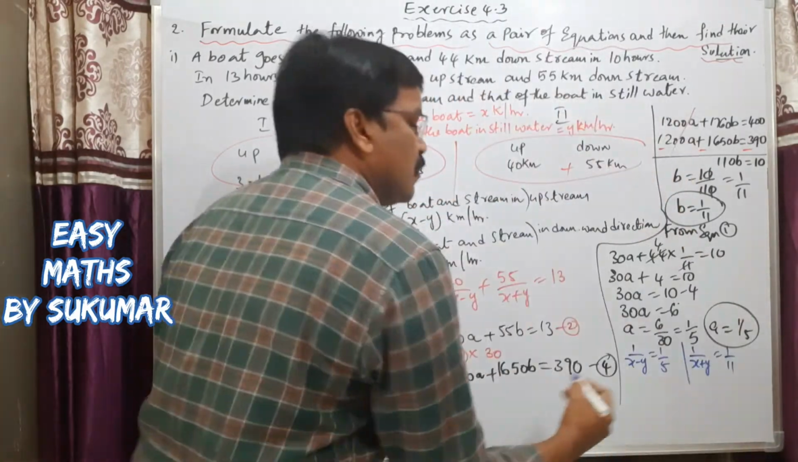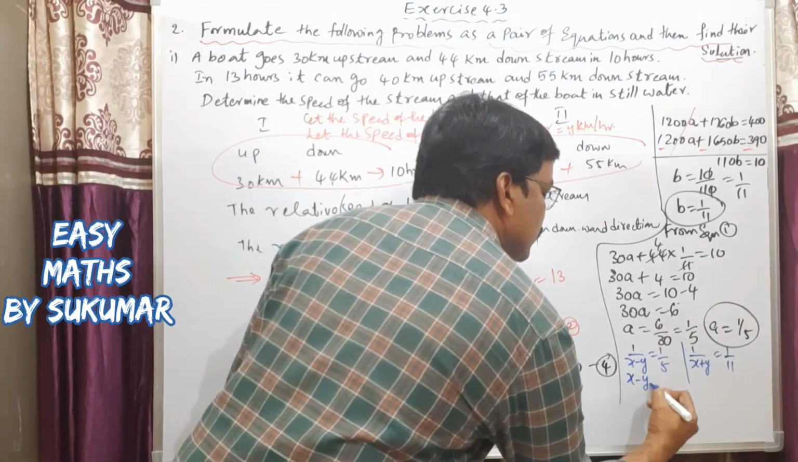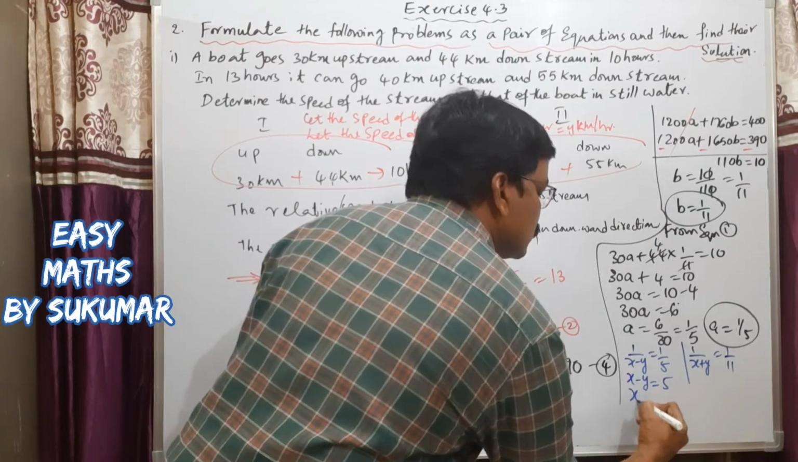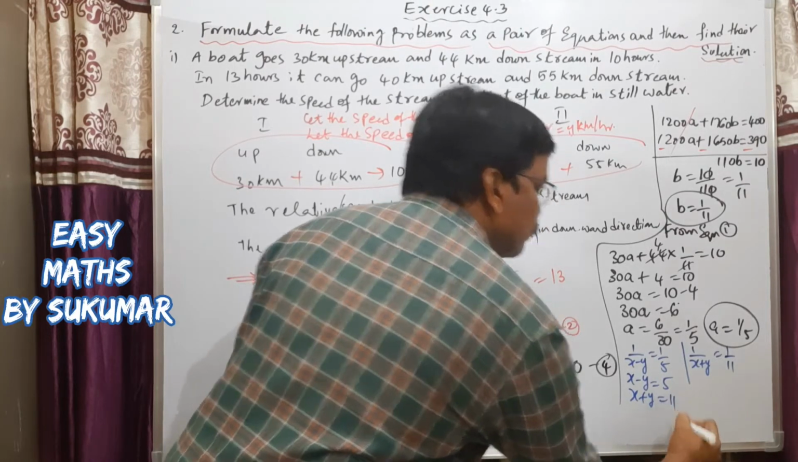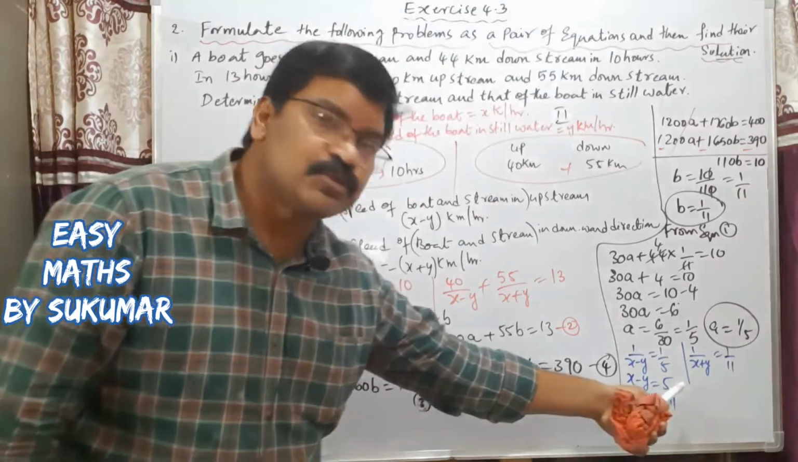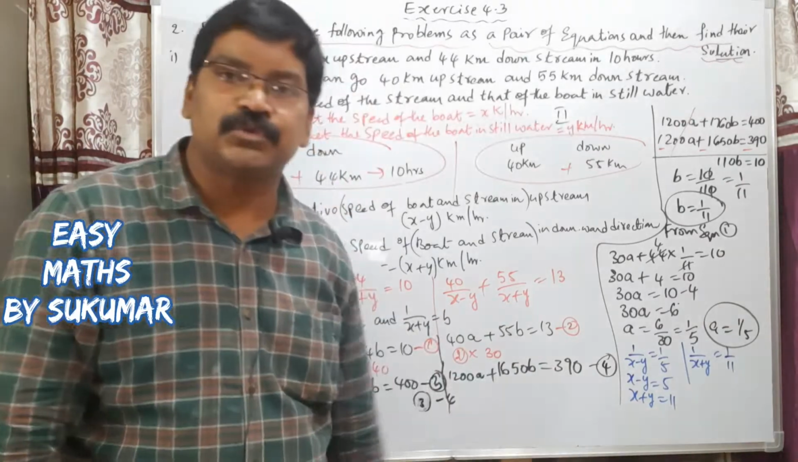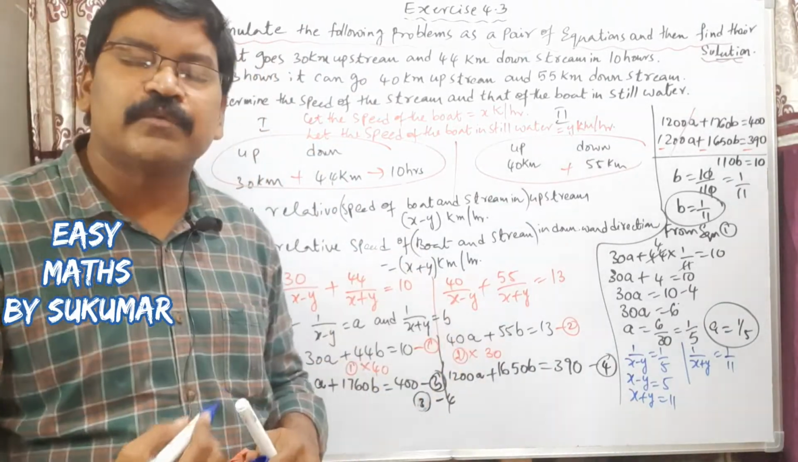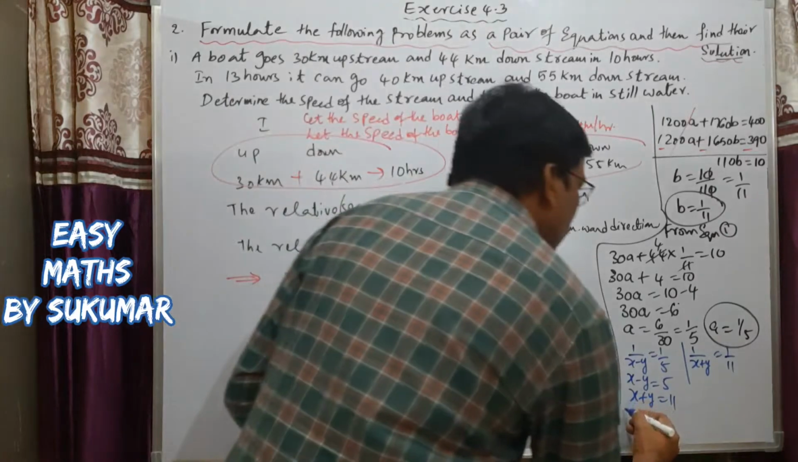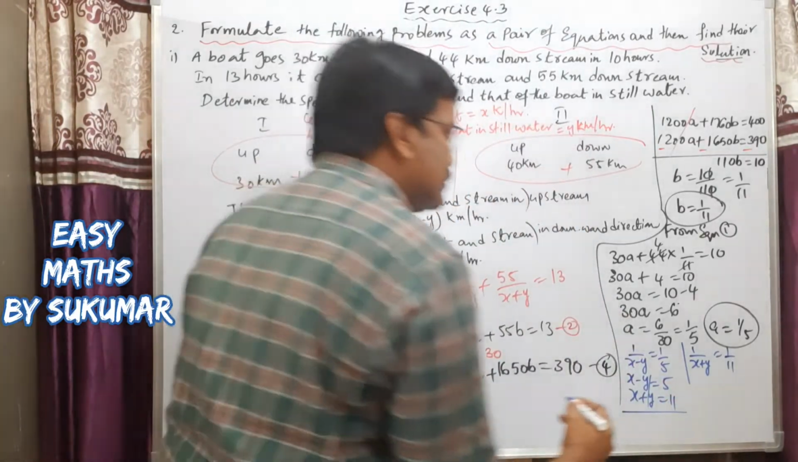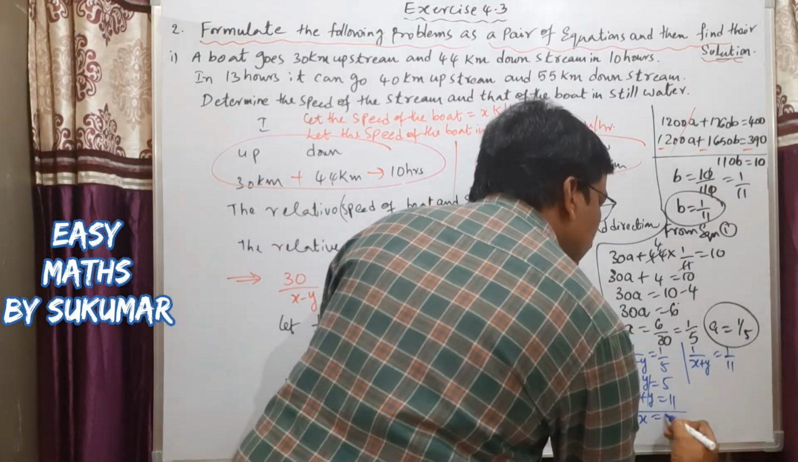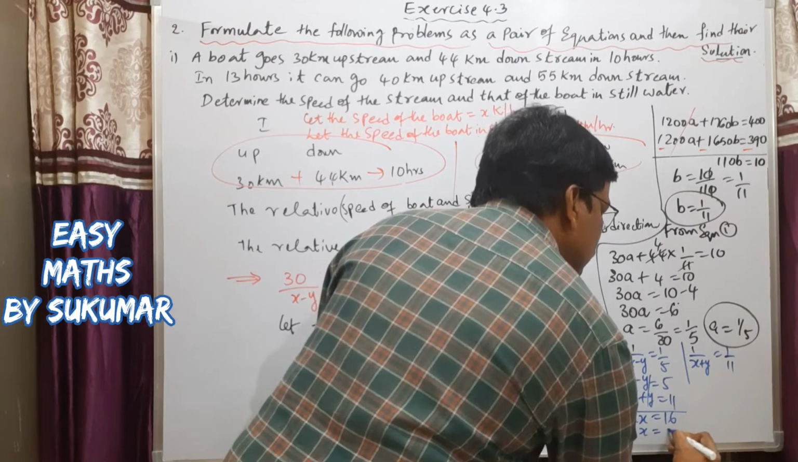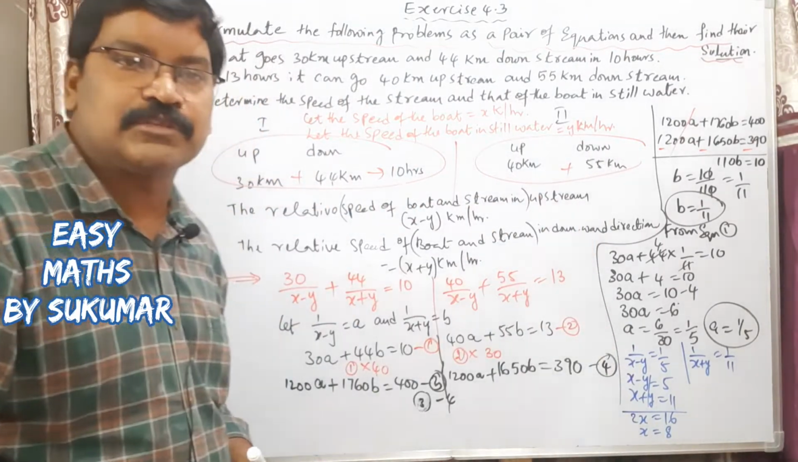Now, here x minus y should be equal to 5 and x plus y is equal to 11. Just by adding the two equations, plus y and minus y get cancelled. So 2x is equal to 16. So x is equal to 16 by 2, that is equal to 8.